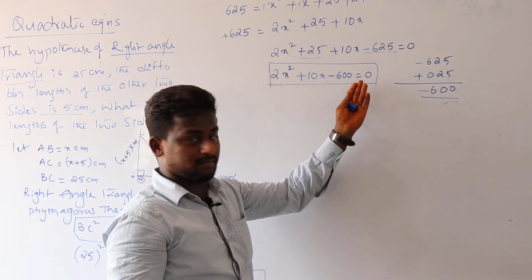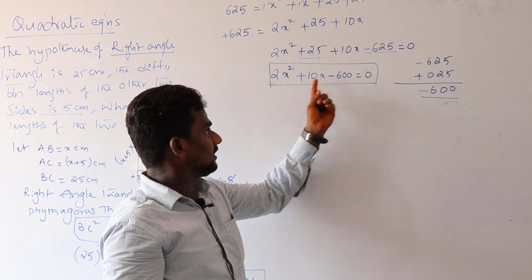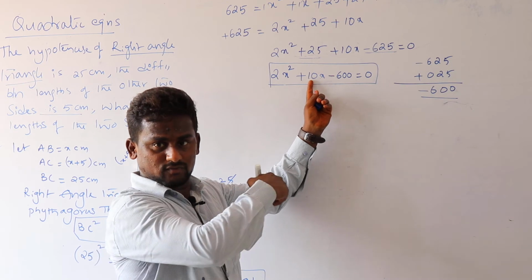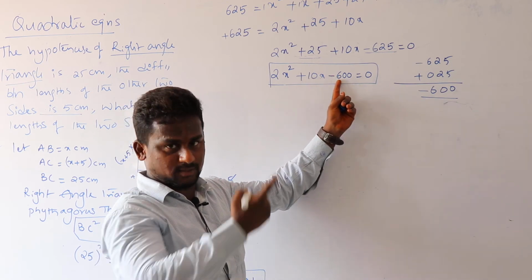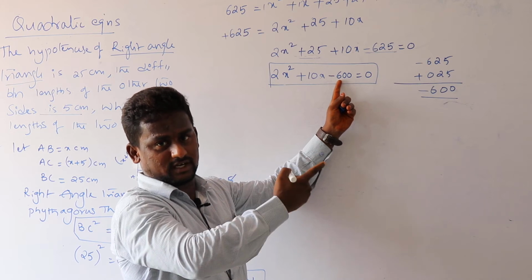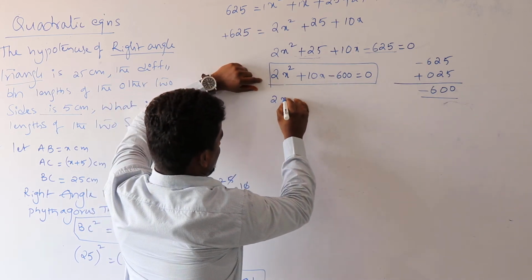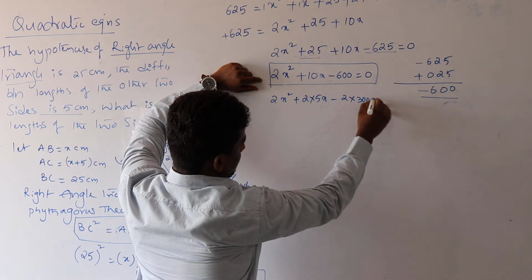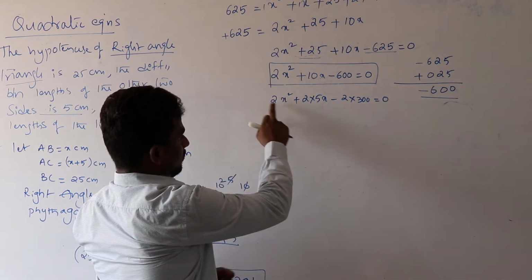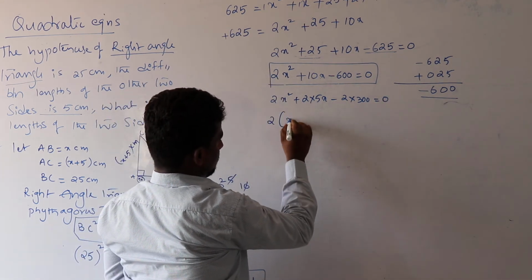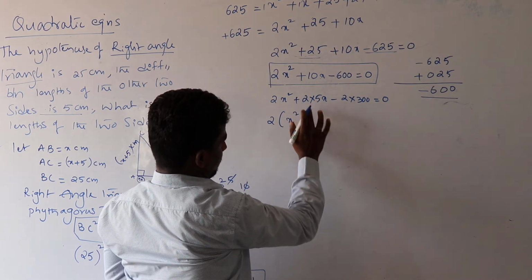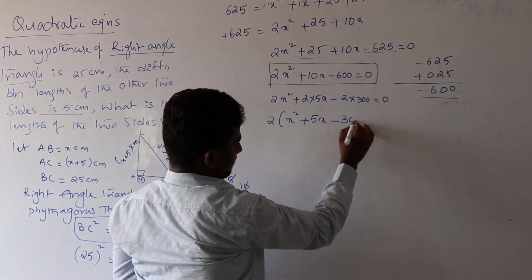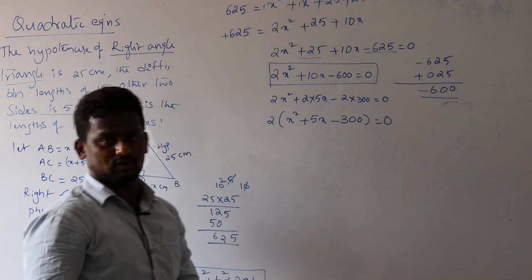If there is any common number, we should take that as common. What is common here? 2x square, 10x, 600. 2. 10 is a multiple of 2, 2 5s are 10. 600 is a multiple of 2, that is 2 into 300. That's why this one I will write as 2x square, this one as 2 into 5x, minus 2 into 300 equal to 0. Now 2 is common, so x square plus 5x minus 300 equal to 0.